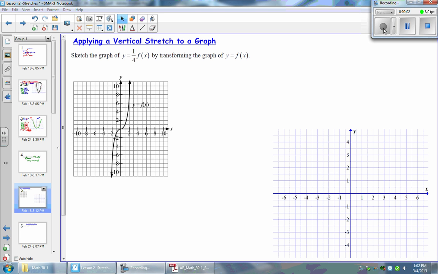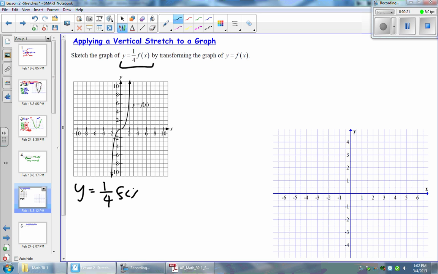All right, in this lesson, I'm going to teach you how to apply a vertical stretch on a given graph. On the left-hand side here, we're given the graph of some sort of cubic function, and we're going to sketch the graph of the transform function y is equal to 1/4 of f of x. Since we're doing a vertical stretch here, the first thing you want to do is determine what that vertical stretch factor is.